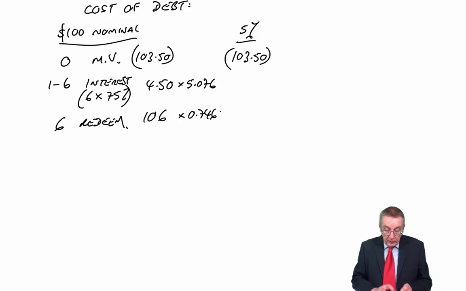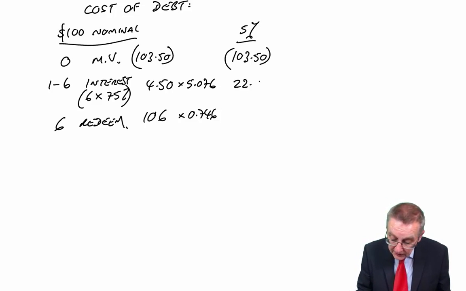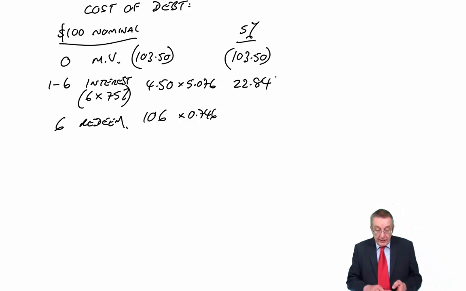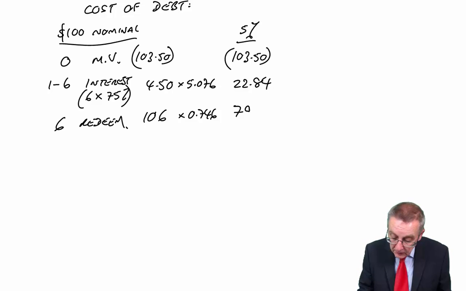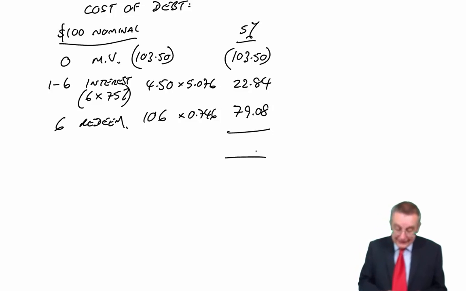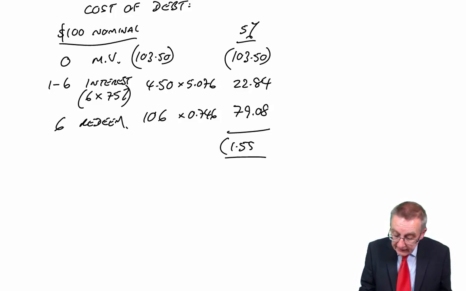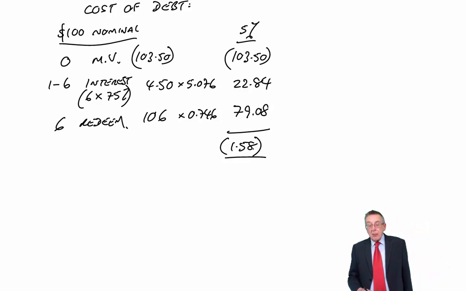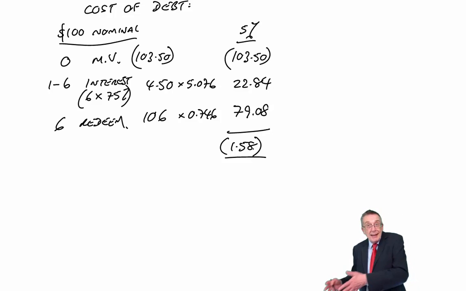So the annuity, 4.50 times 5.076, is 22.84. The redemption, 106 times 0.746, is 79.08, which gives me a net present value of minus 1.58. Because it's negative, the internal rate of return must be lower than 5%. Were it positive, it would be higher.